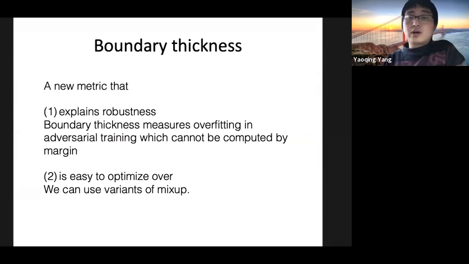So to quickly summarize, boundary thickness is a new metric that, first, explains robustness because it can measure overfitting in adversarial training and it can outperform margin. And second, it is easy to optimize because you can basically use Mixup.